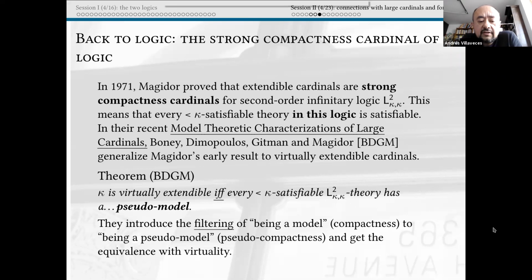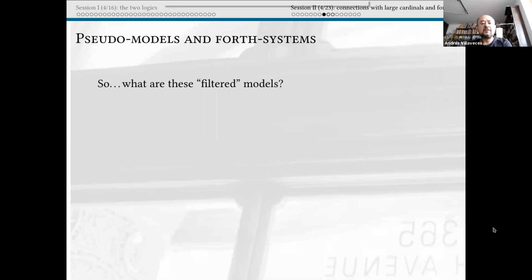So they introduce a kind of being a model of something, but in a filtered way, or in a maybe localized way that I will discuss in a moment. So they change being a model of a theory to being a pseudo model of a theory, and then they get the equivalence with the virtuality of the cardinal. And I was intrigued by this. So let me try to say a little bit of what these filtered models are.